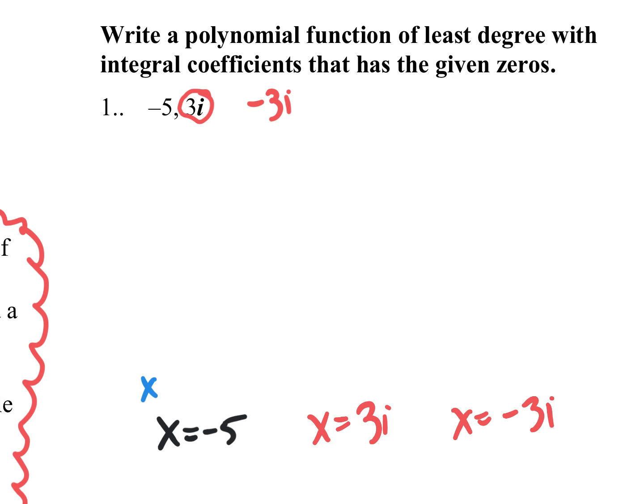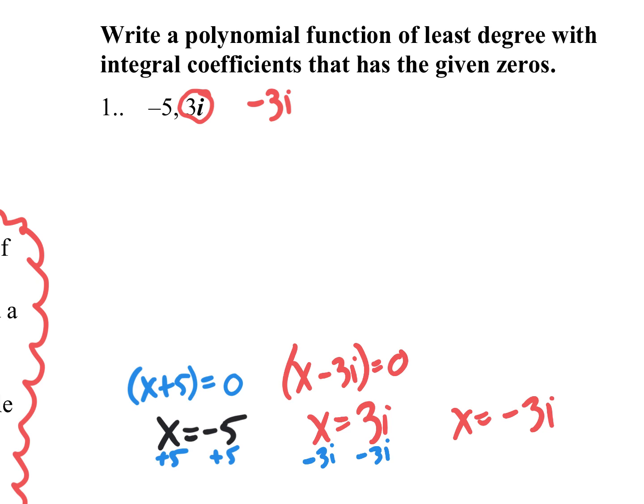It came from the binomial x plus 5 equaling 0, right? And you could actually show your work. You go minus 5, minus 5. Where did the answer x equals 3i come from? It came from a binomial. What is that binomial? Pretty simple, same process. Just move it over. It came from x minus 3i set equal to 0. Isn't that right? Same thing with the other one. Plus 3i, plus 3i. Where did it come from? It came from x plus 3i set equal to 0.